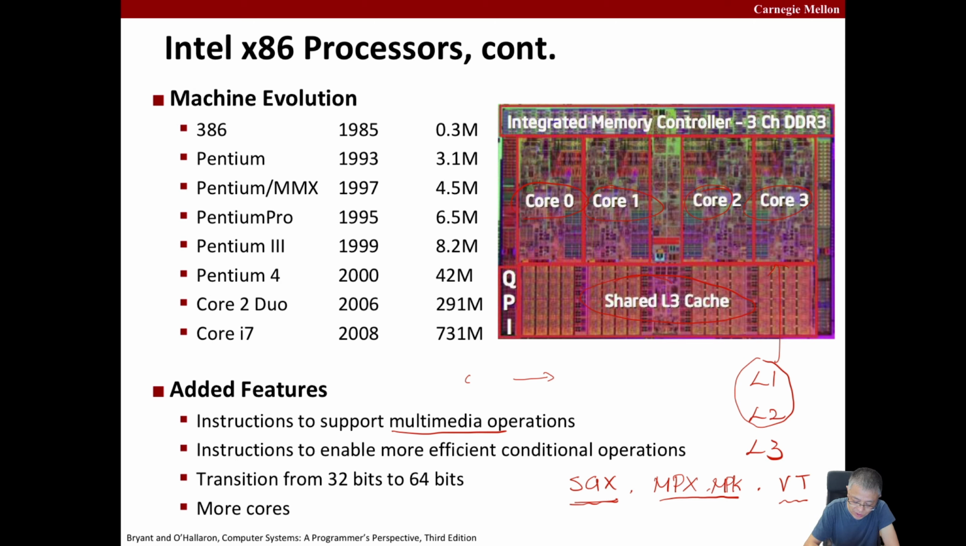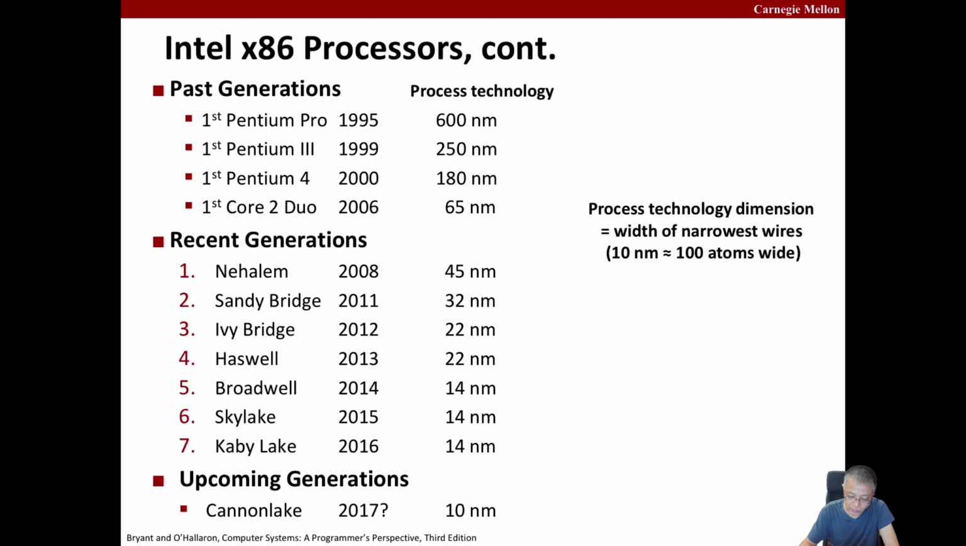Okay, so it also transitioned from the 32-bit to 64-bit architecture. So we know 8086 is a 16-bit architecture, right? Then 386 is the 32-bit architecture. Then they introduced the 64-bit architecture. So I was at Intel when they transitioned to the 64-bit architecture. Okay, those are the recent generations.